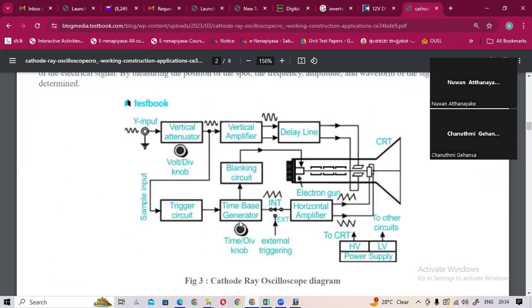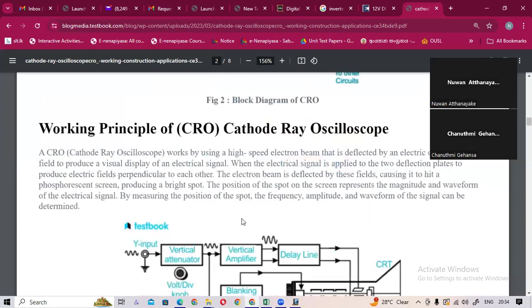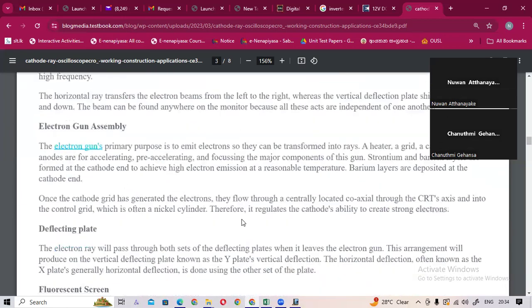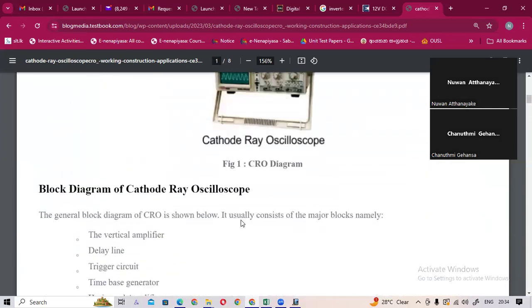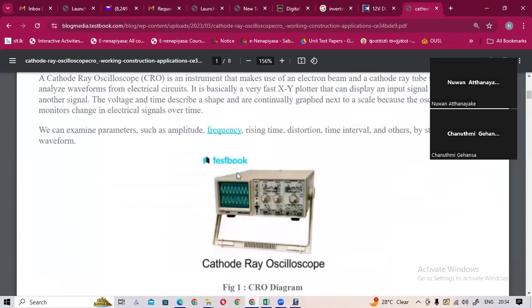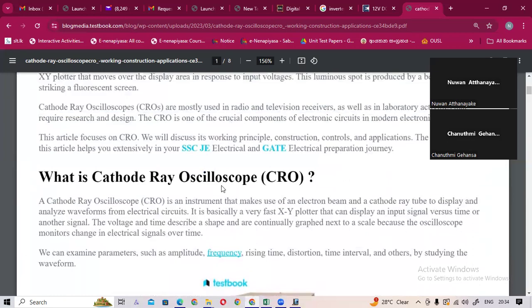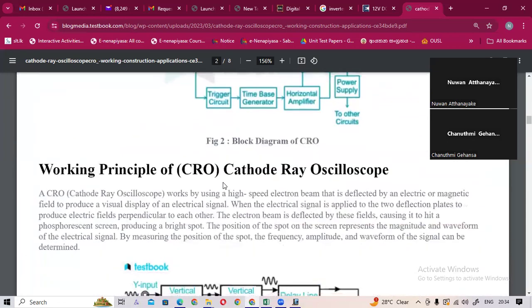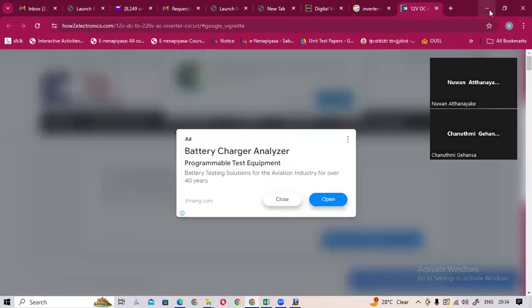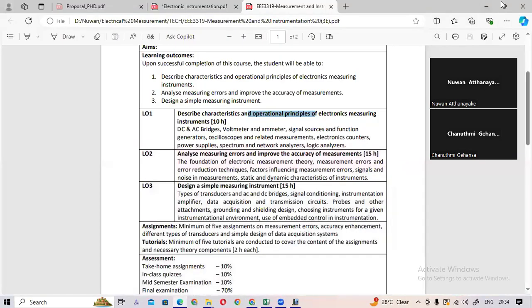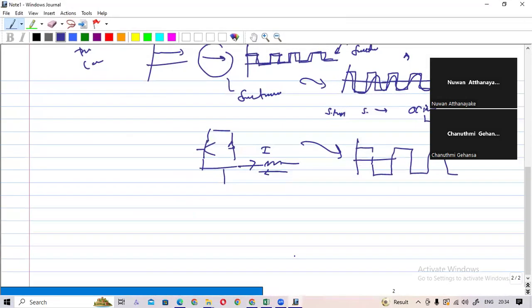I think that may be enough. We can't talk much more, and actually I also don't have an idea. If you need, you can read this and try to understand it totally. That is the analog cathode ray oscilloscope, but the digital one is somewhat simple.